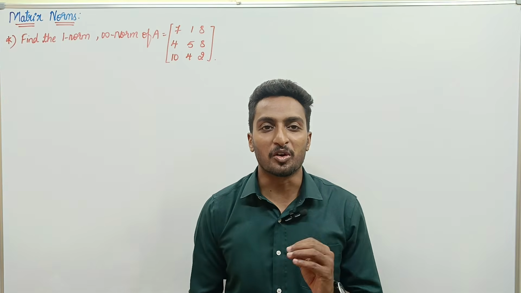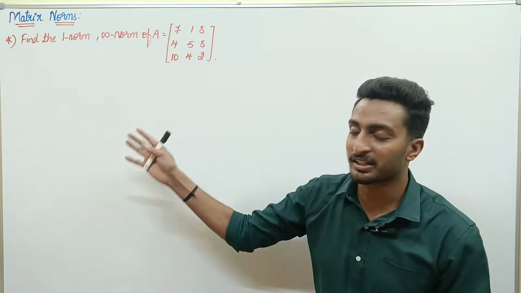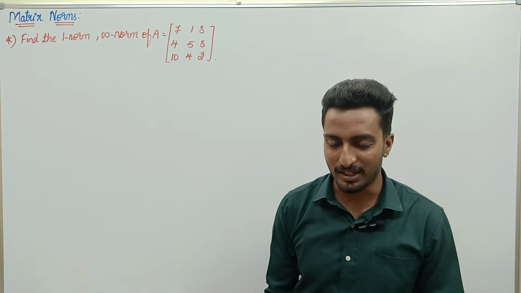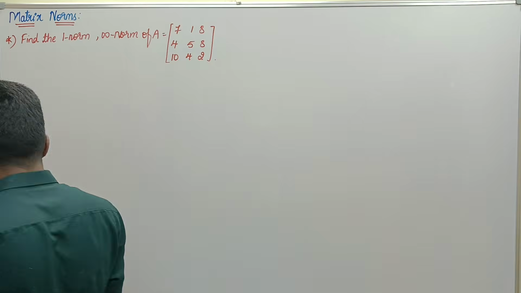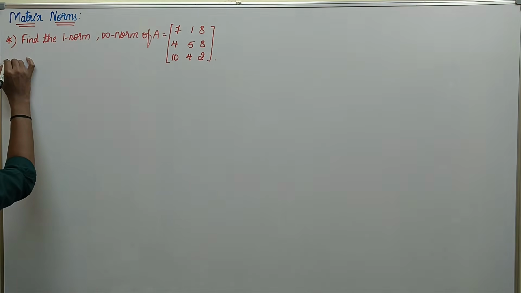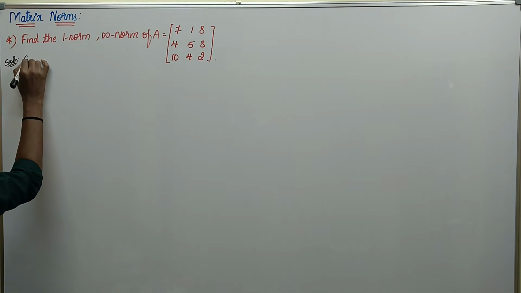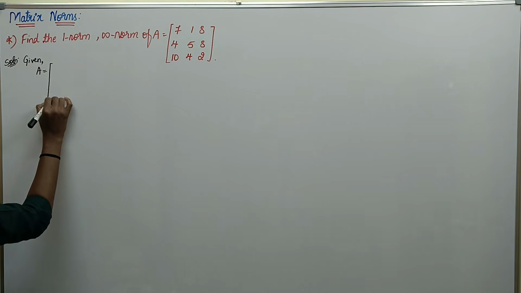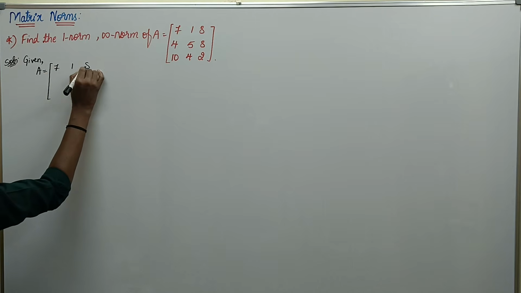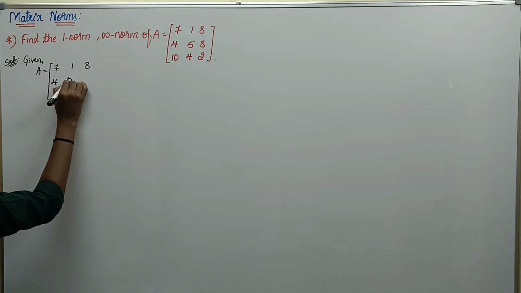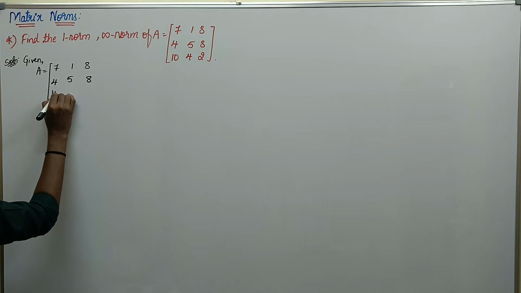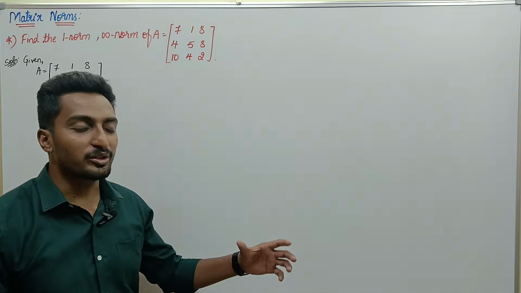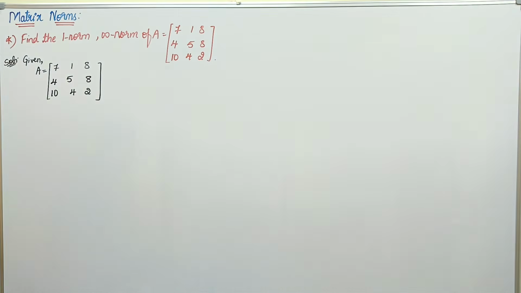Today we are going to learn one of the easiest concepts, that is matrix norm. How to find one norm and infinity norm, I am going to explain step by step. First, let us consider the given set of matrix. Solution: given A equal to matrix 7, 1, 8, 4, 5, 8, 10, 4, 2. Considering this matrix, we are going to find one norm and infinity norm.